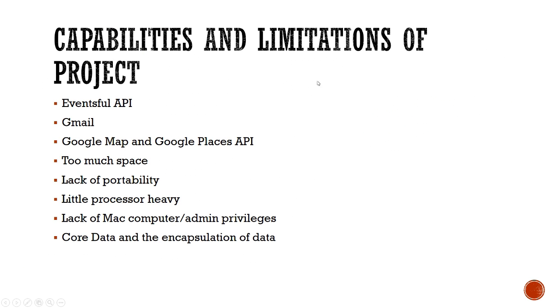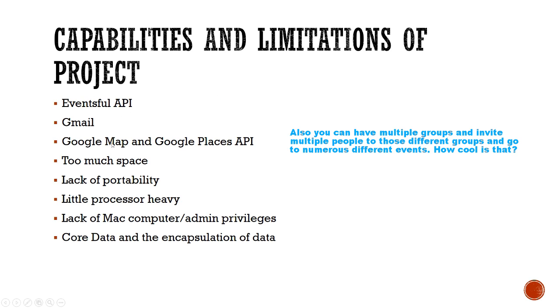The capabilities and the limitations of the project. Some of the capabilities are the Eventful API, Gmail, the Google Maps API, and the Google Places API. These APIs allow the user to sign into the application. The Eventful API, Google Maps, and the Google Places API allow the user to get nearby events and display them on the map.